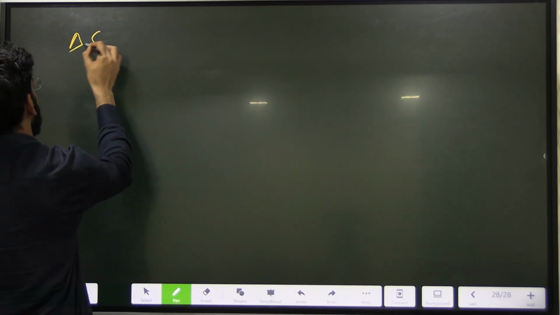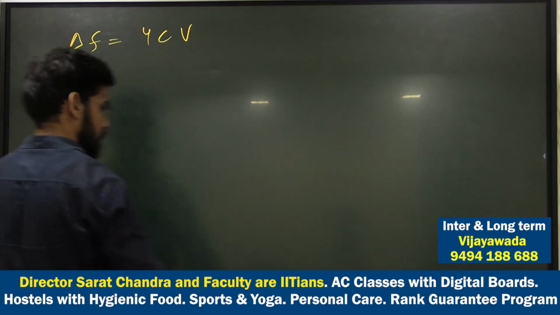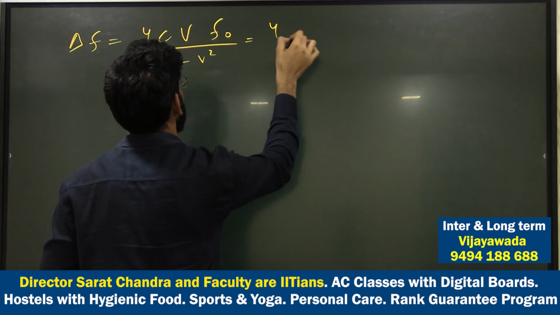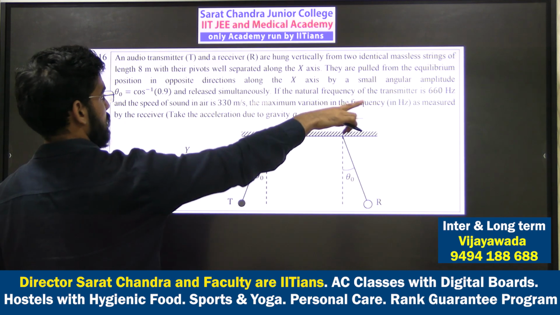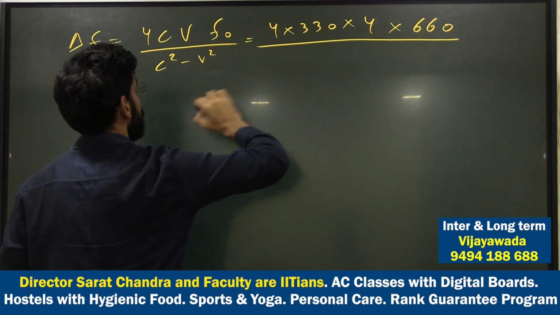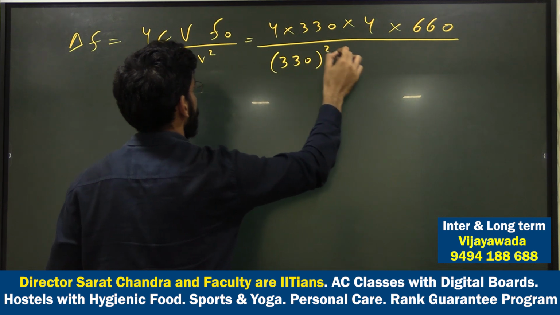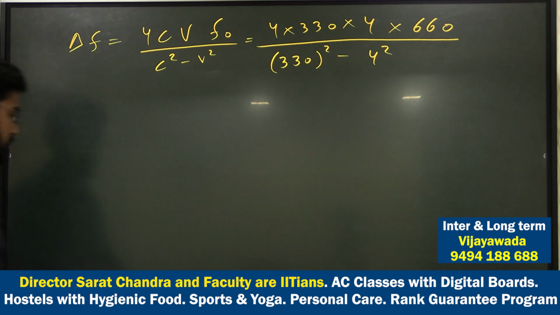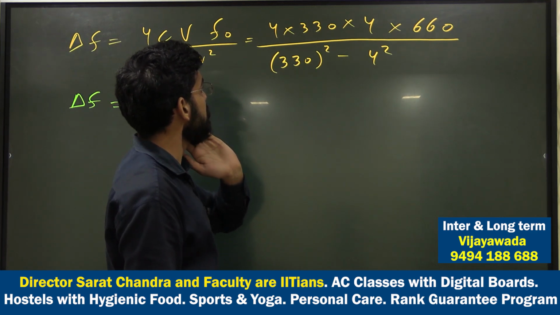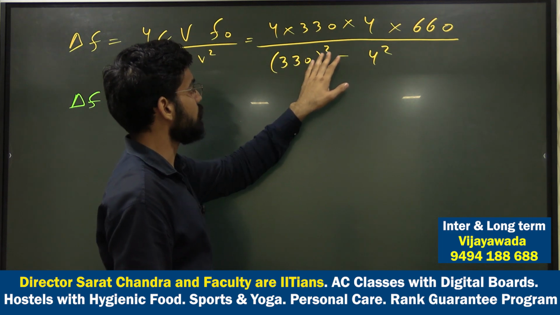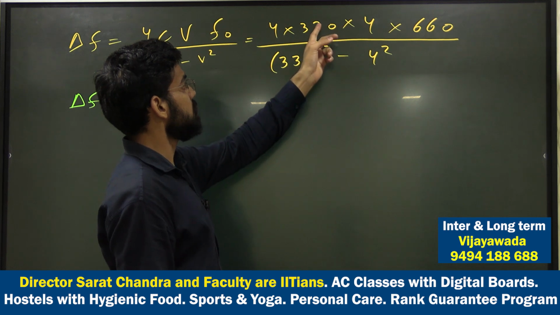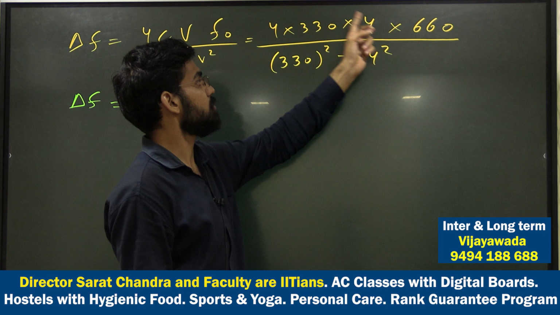So delta F is nothing but 4CV F naught by C square minus V square. 4C is 330, correct? C is 330 here, into V, which we just calculated as 4, into F naught, we have 660 divided by C square, that is 330 square minus 4 square. Now understand one thing. If you do the comparison directly with 330 square, the 4 square is very low, right? So if you ignore this, 330 cancels out, and 2 will be remaining, 4 into 4 into 2.